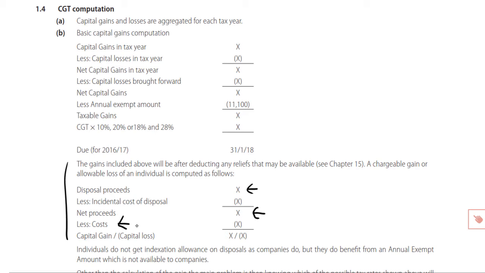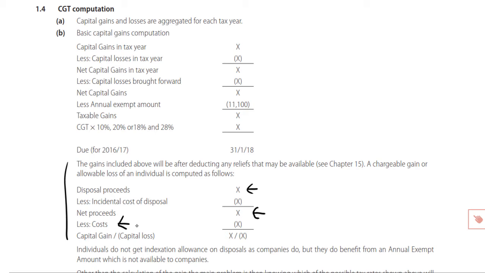You bought an asset for £20,000, you sell it for £30,000, there's your £10,000 gain. Your cost is what you paid for it. But of course, in exam questions, there will be some more interesting scenarios, such as we didn't actually buy the asset. As we mentioned earlier, it was gifted to us.